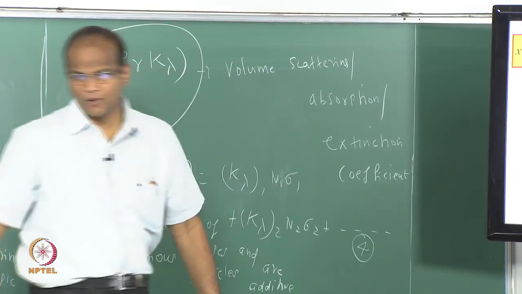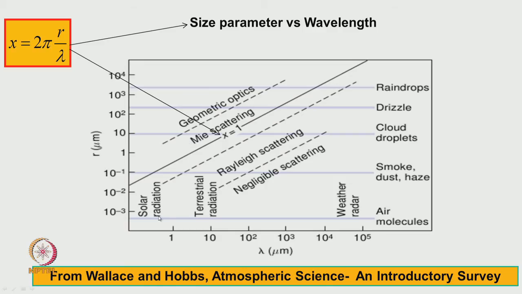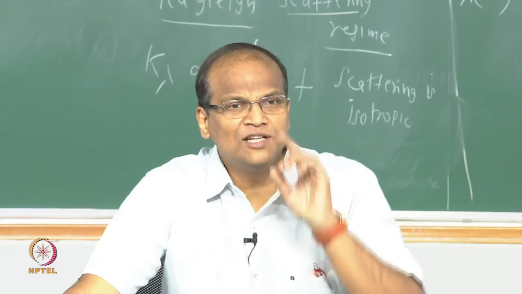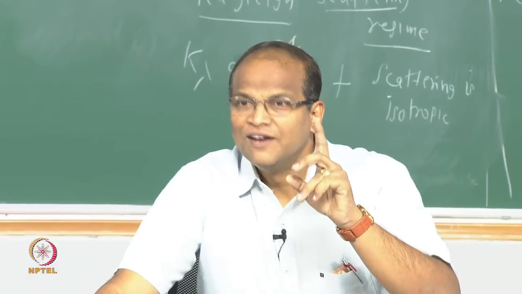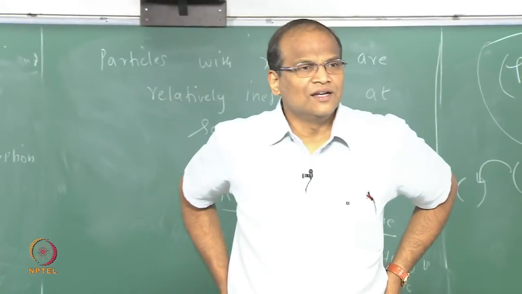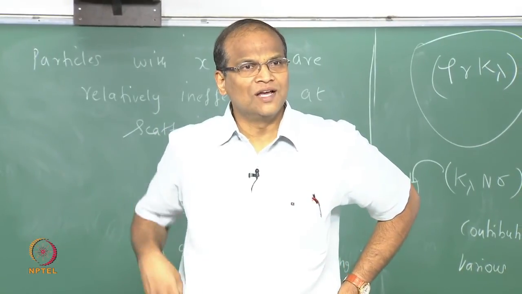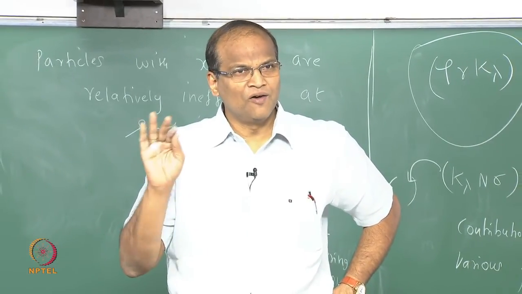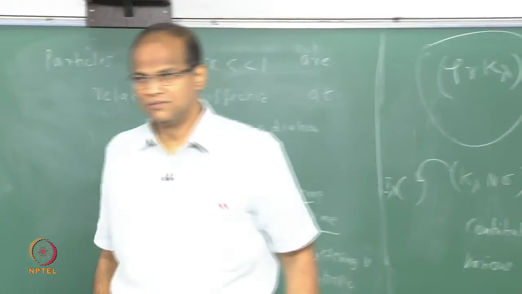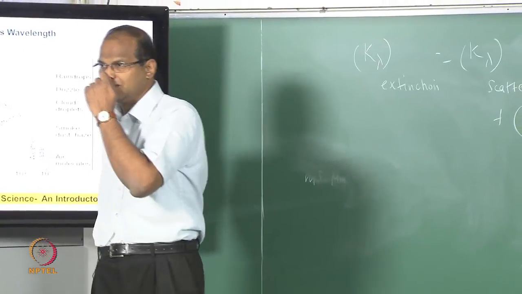So, if you extrapolate first, what is the regime? Air molecules are here, 0.4 to 0.7. If you extend this line, what regime is applicable? Do not say it would not be scattered and everything is 0. Rayleigh scattering. Now, I told you for Rayleigh scattering, kappa goes as lambda to the power of minus 4. So, I just want you to find kappa of red by kappa of blue and comment. Is it clear?